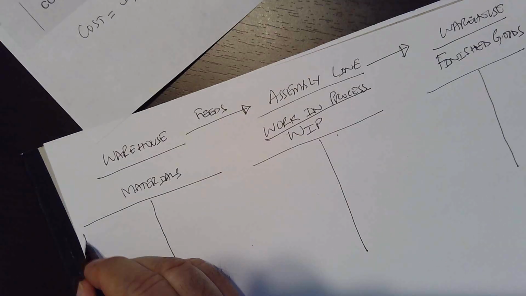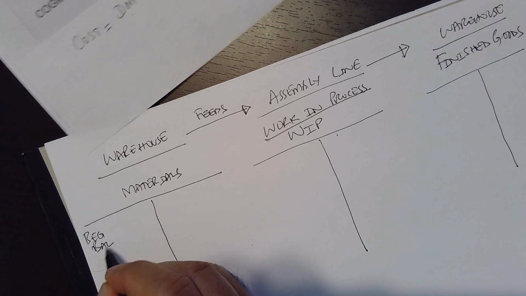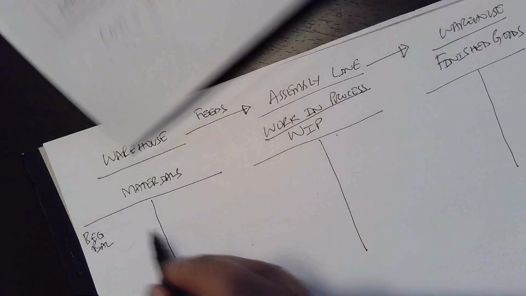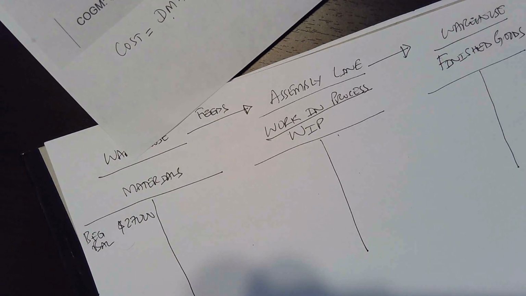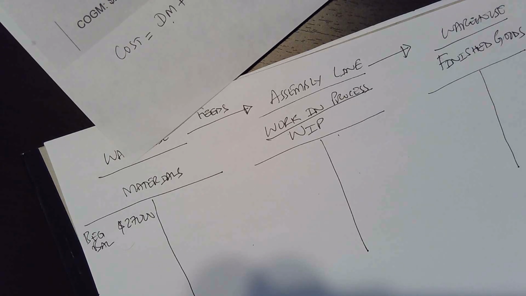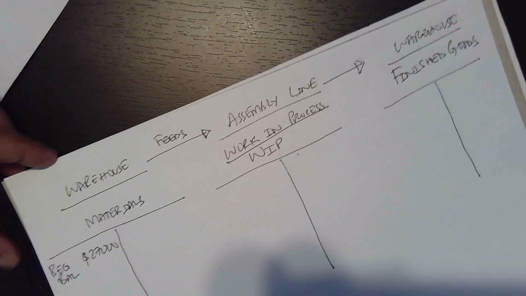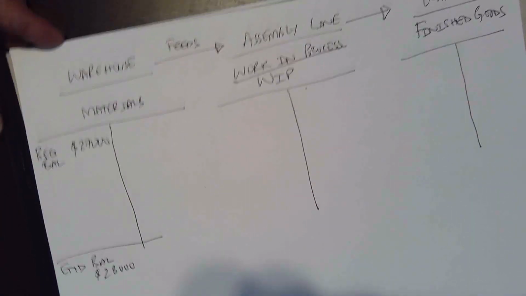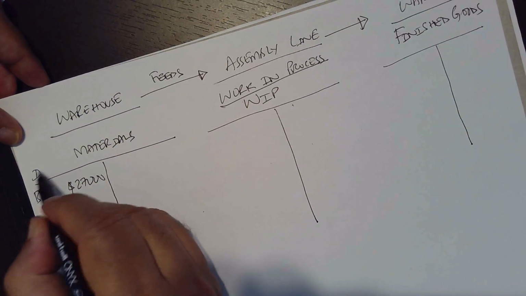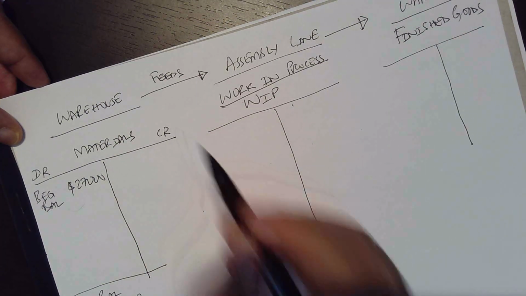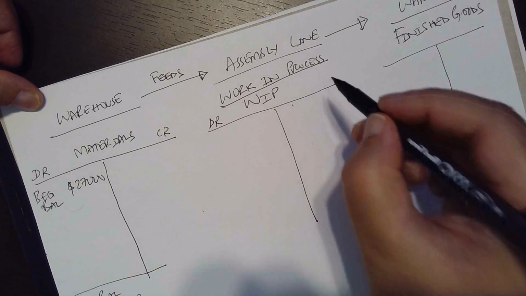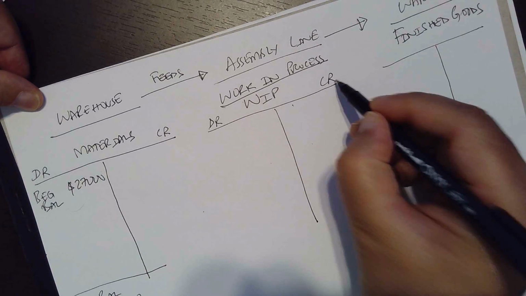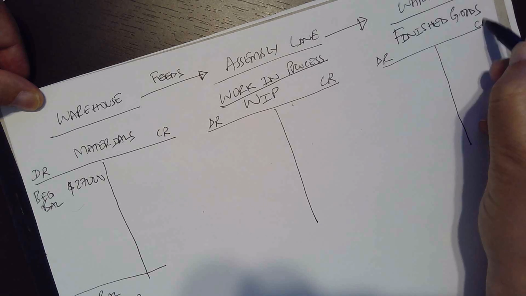All right, so the beginning balance for the direct material is 27,000, and the ending balance is 28,000. Now this is the T account, so the debit is on the left side, credit on the right side. The same here: debit on the left, and credit on the right side. Same thing over here.